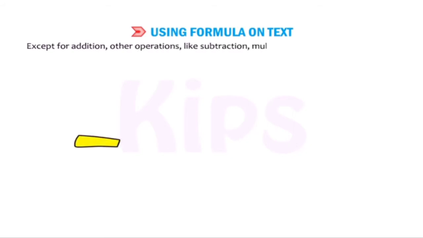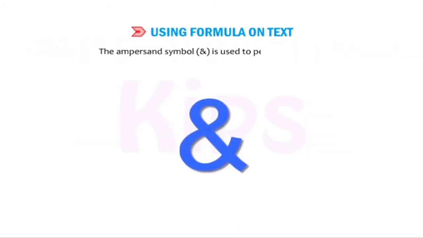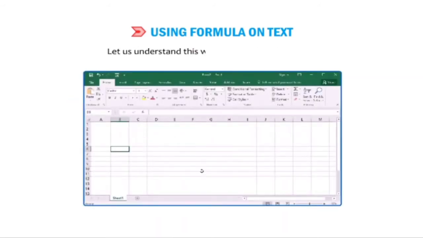We can also perform addition on character and string data types. Except for addition, other operations like subtraction, multiplication, division, etc. are not allowed on the string data type. The ampersand symbol "&" is used to perform addition. Addition of two or more text values is called concatenation. Let us understand this with the help of an example.